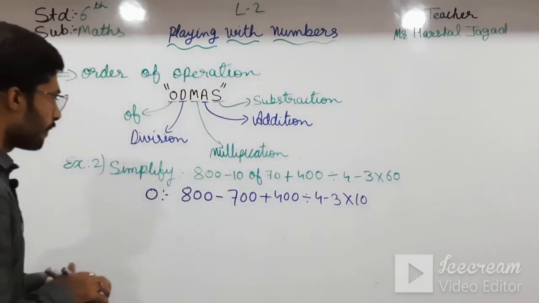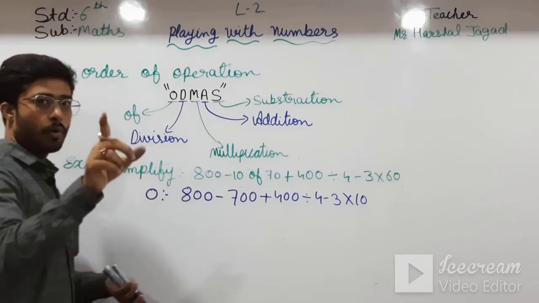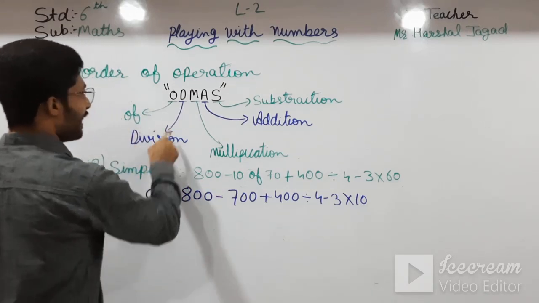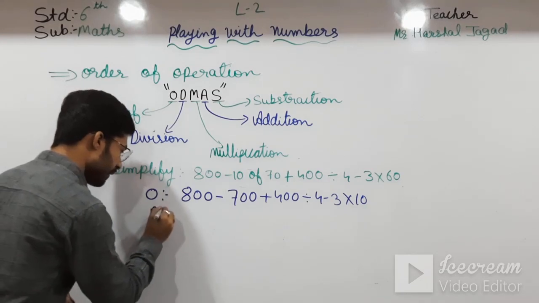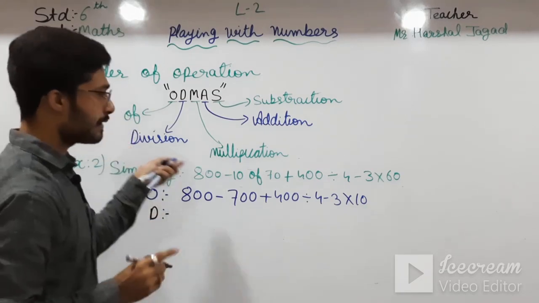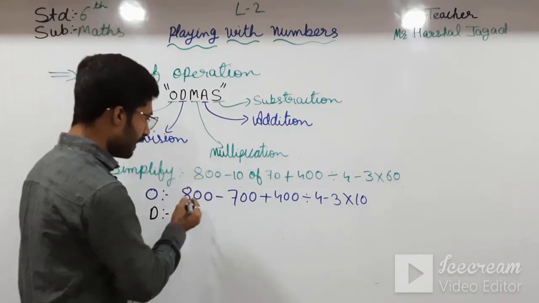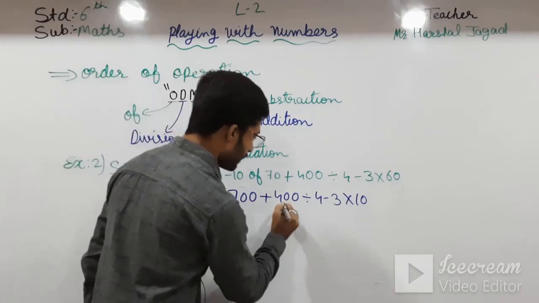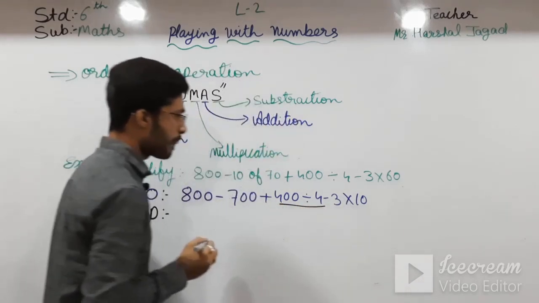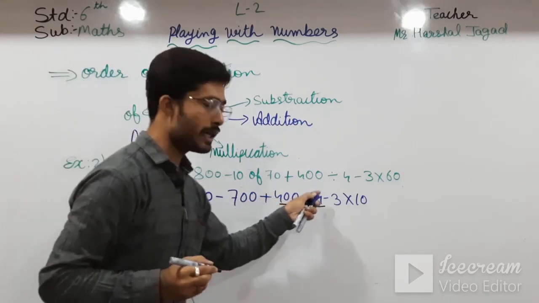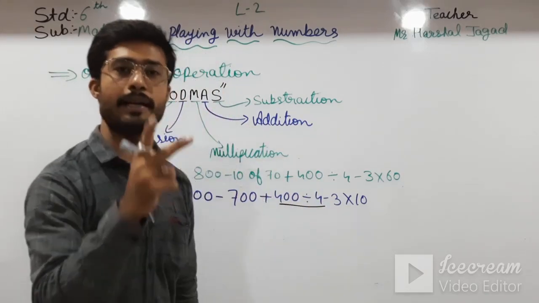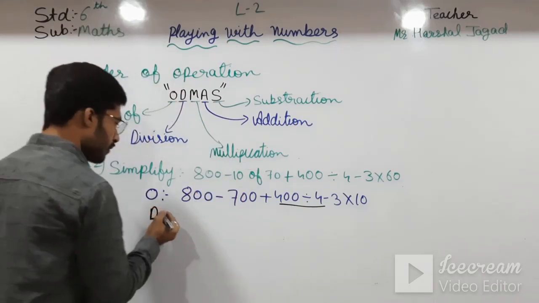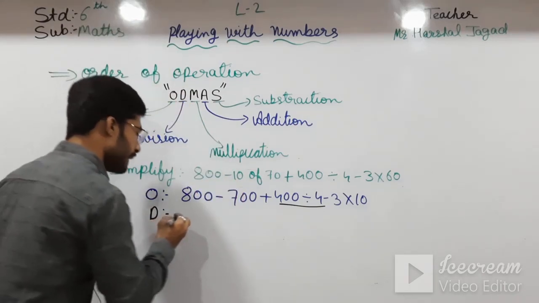Okay students, so first of all we have done O. Now we are doing D, that is division. Is there any division over here? Yes, the division is here. So 400 divided by 4, that is 100. 4 ones are 4 and 2 zeros, that is 100. So what will be the answer?